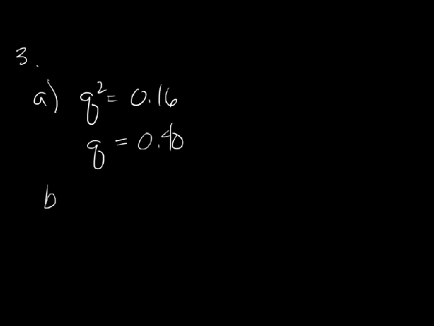And for B, what's the frequency of the dominant allele? Well, since we figured out what q is, we can figure out what p is.